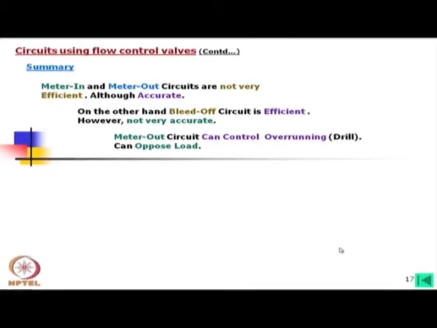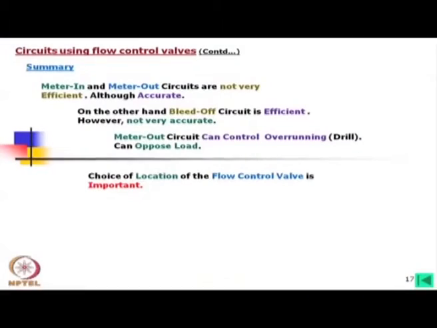So, we must think of specific applications. Only the meter out circuit can control overrunning, as in the case of a drill, and can oppose loads, as I explained a little bit. In the other two cases, that means meter in and bleed off, they cannot handle opposing load. If the load is there, they cannot make much control over that, they can only control the flow. The choice of location of the flow control valve is important.